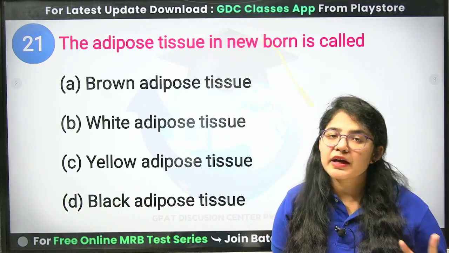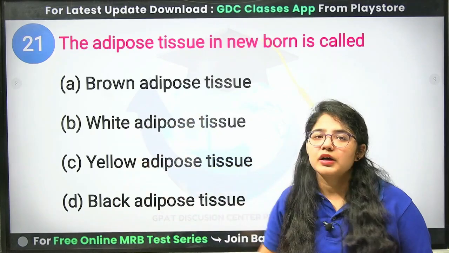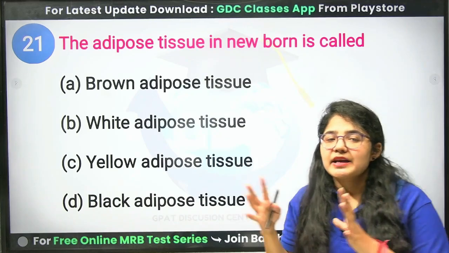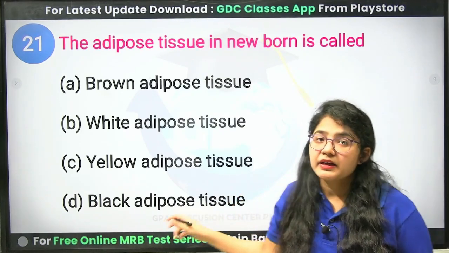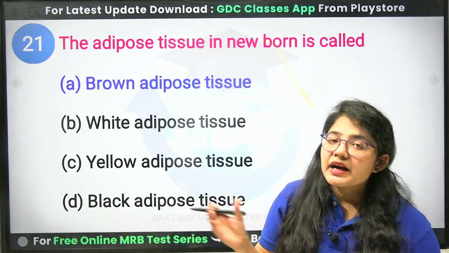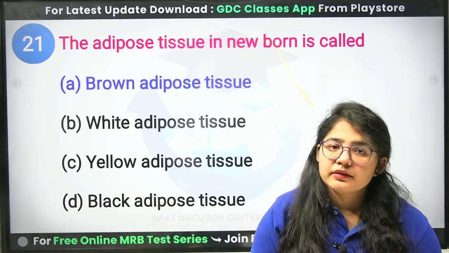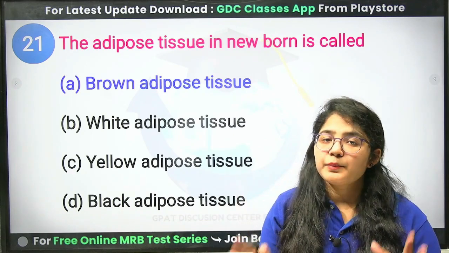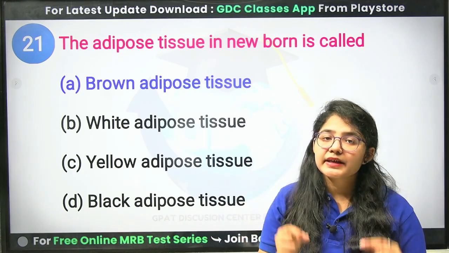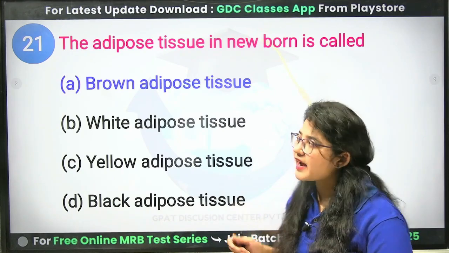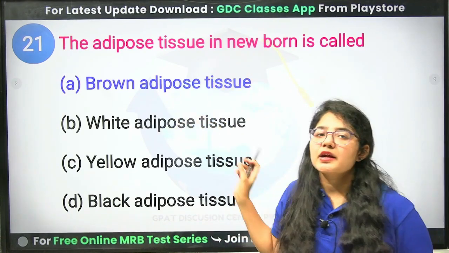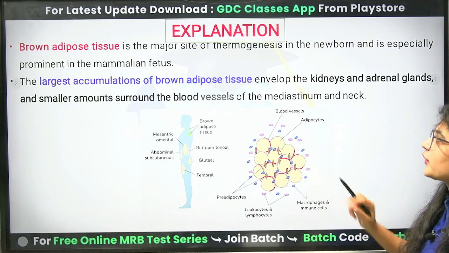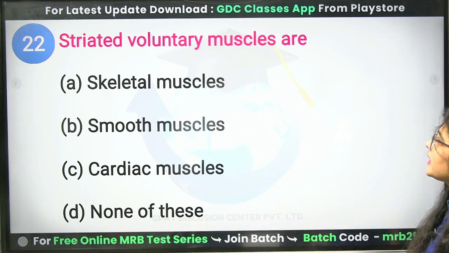There are two types of adipose tissue, brown adipose tissue and white adipose tissue. Brown adipose tissue is developed in a newborn or an infant and is responsible for maintaining the temperature of the newborn. The function of white adipose tissue is to provide a cushion to your organs. It will protect your organs as well as store energy in the form of fat. So the adipose tissue present in a newborn is brown adipose tissue. Clear? Okay. Next question. Striated voluntary muscles are.